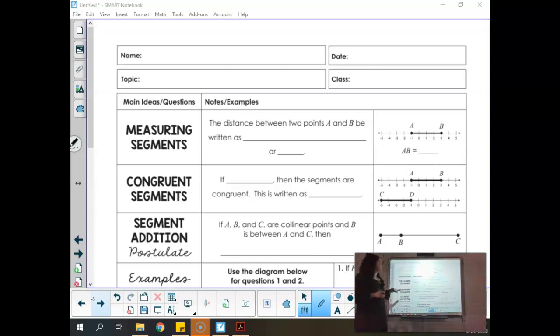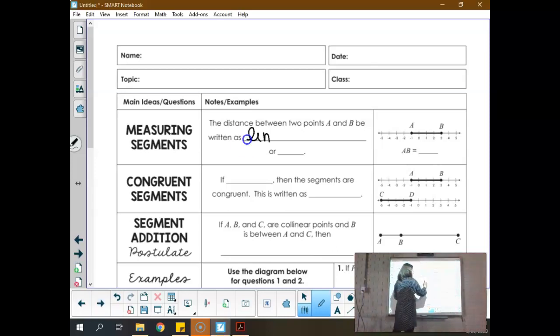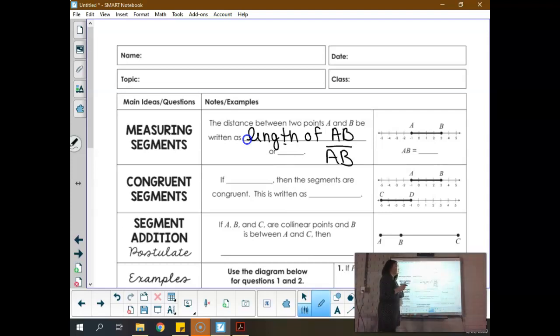All right, so measuring segments. When you're looking at the distance between any two segments, it's going to be written one of two ways: either the length of AB, or AB with a line over the top. Because we're a little jam-packed for space, I'm going to write it over here with a line on top. Now, I don't have arrows on the ends, and that's because it's a line segment. If you want, you can get in the habit of making dumbbells and putting points on each end so you know that it stops here and here.